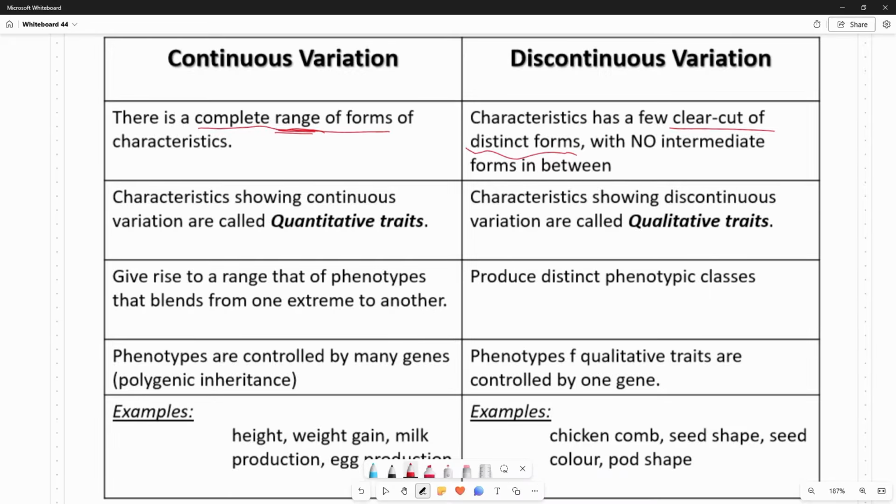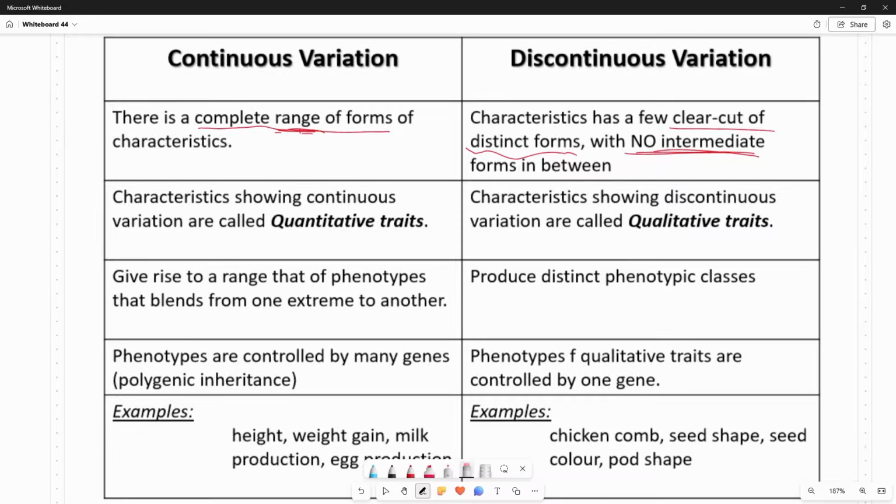So you'll see the intermediates. There are no intermediates between the characteristics in discontinuous variation. But in terms of continuous variation, you'll always see the intermediates. You can have this height, this one, this one. So there are always those intermediates. But in terms of discontinuous, there are no intermediates.